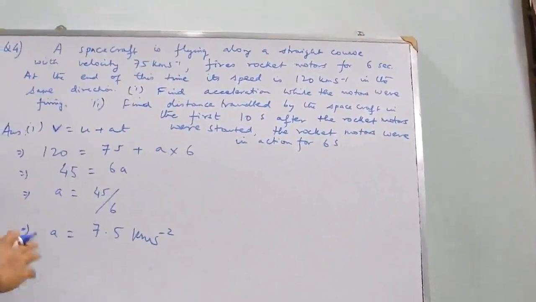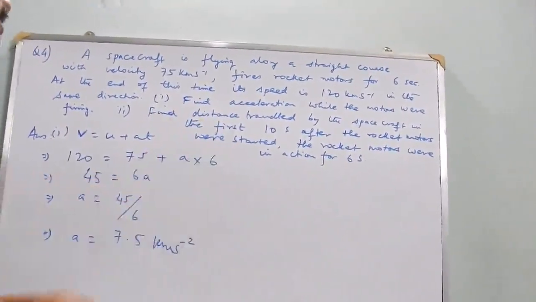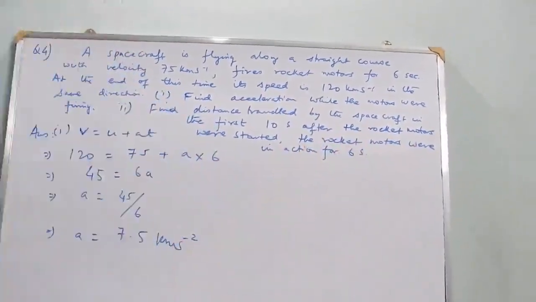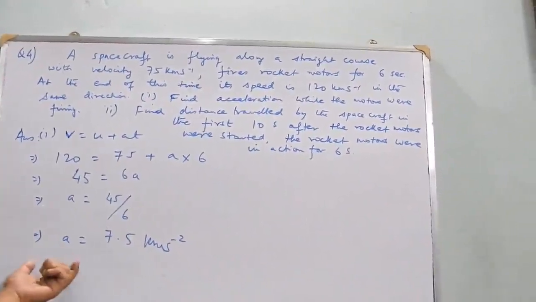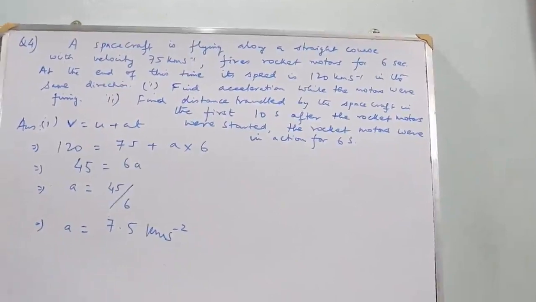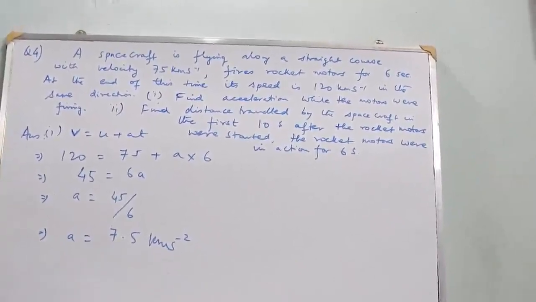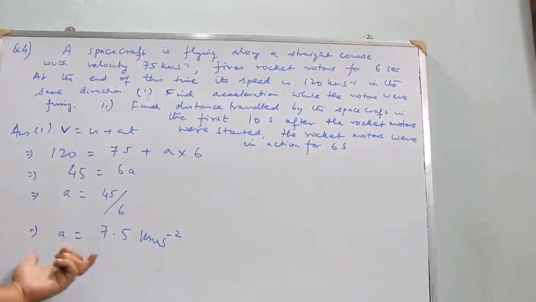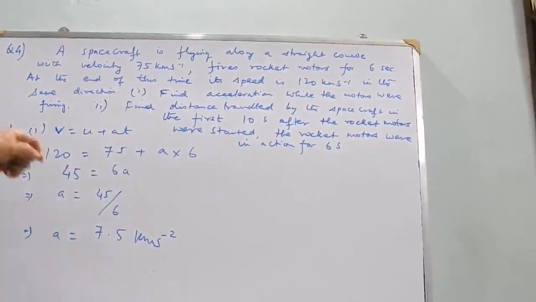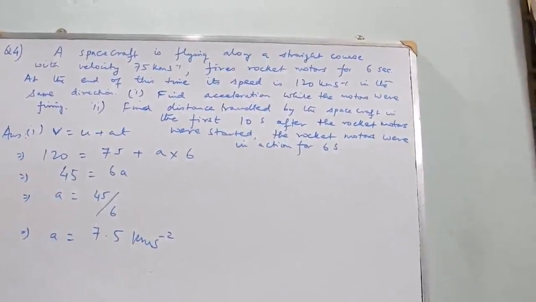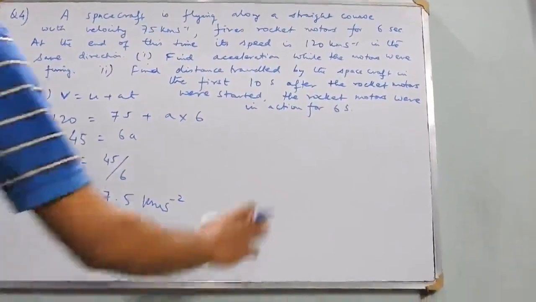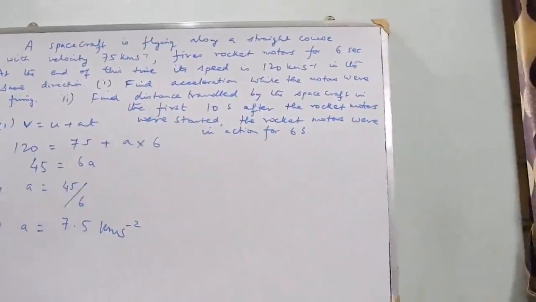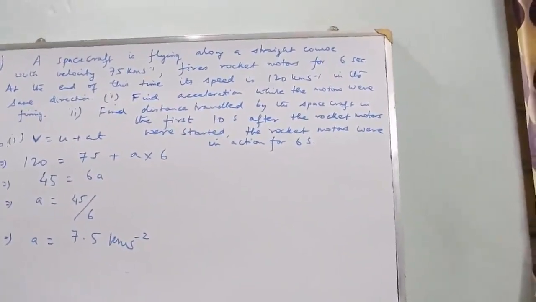So, acceleration we have already calculated. The second part is to calculate the distance traveled in the first 10 seconds after the rocket motors were started, but it is known that the rocket motors were in action for 6 seconds. That means for the first 6 seconds the body was accelerating, and when the rocket motors were shut down, the body started moving with a constant velocity. You have to remember that the speed the rocket achieved after 6 seconds will be the constant speed. There is no acceleration for the next part of the journey. For the first 6 seconds it is a uniformly accelerated motion. For the next 4 seconds it is a uniform motion, which means the velocity remains constant.